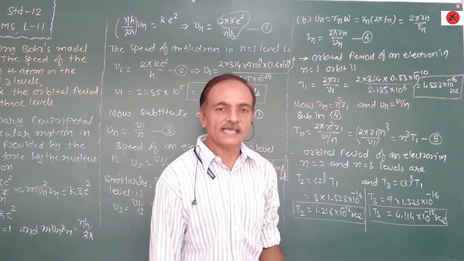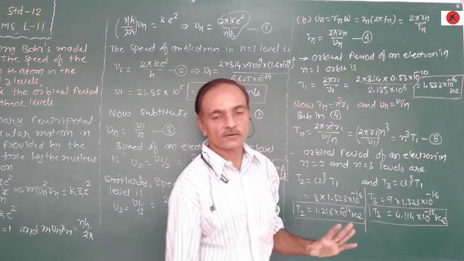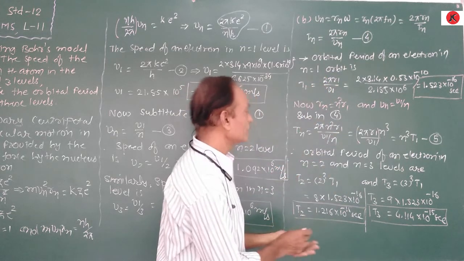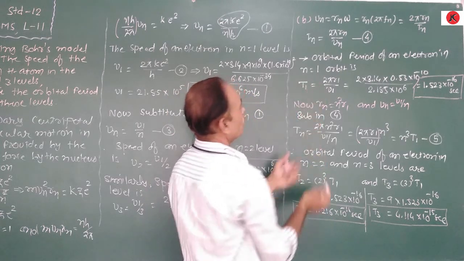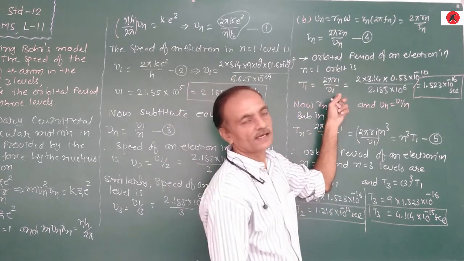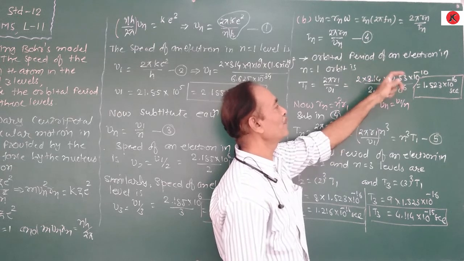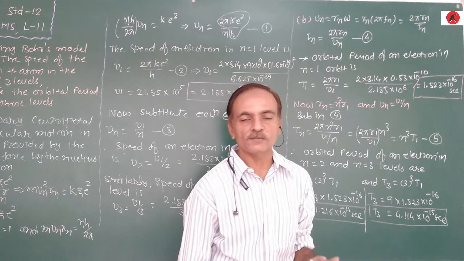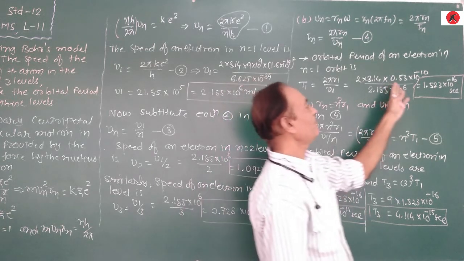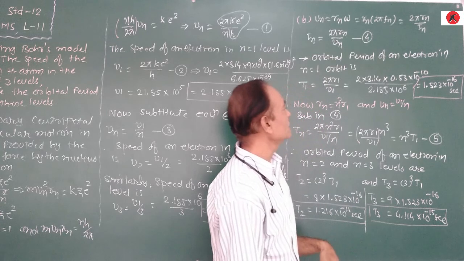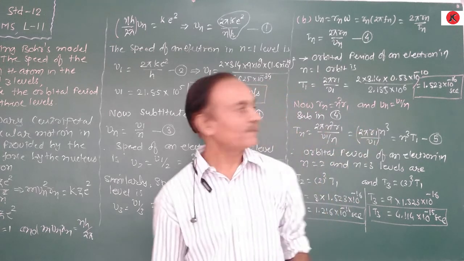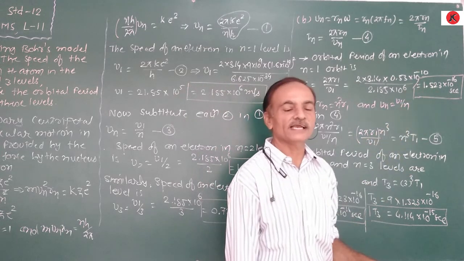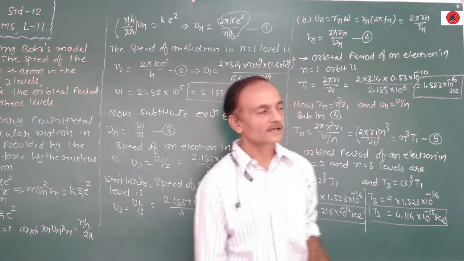We are interested to obtain the periodic time of an electron in first orbit. Substitute n is equal to 1. Therefore, T1 is equal to 2 pi R1 upon V1. 2 pi is 3.14 into R1. Already we know that the radius of the first orbit in hydrogen atom is 0.53 into 10 to the minus 10, upon V1, 2.185 into 10 to the 6. Therefore, 1.523 into 10 to the minus 16 second.